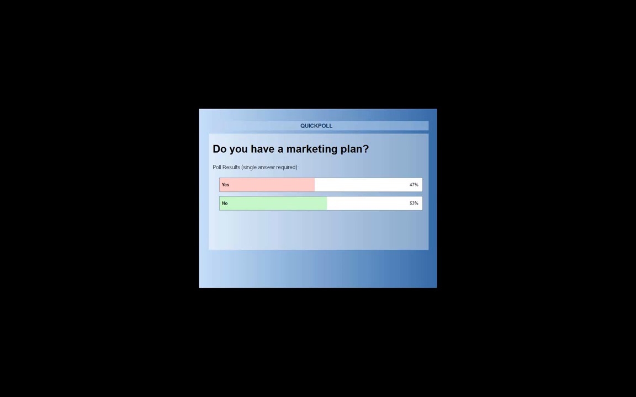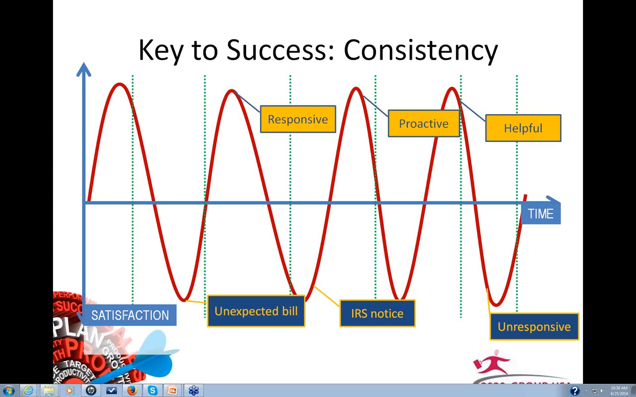Not surprising. We were 50-50 there, but slightly less than half have a marketing plan, and slightly more than half of the audience don't have a marketing plan. I'll be honest with you, we don't need an elaborate marketing plan. We just need 2 or 3 activities to happen on a consistent basis so that we can get some traction, so that we can build the pipeline, so that we can get some name and brand recognition out there in the marketplace.